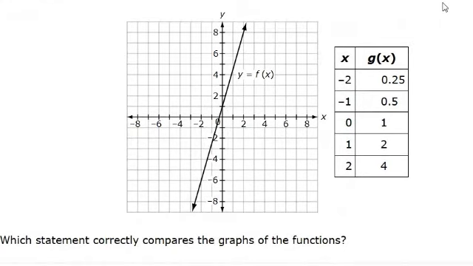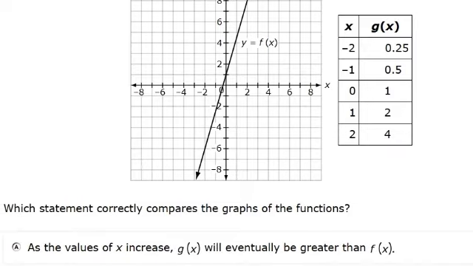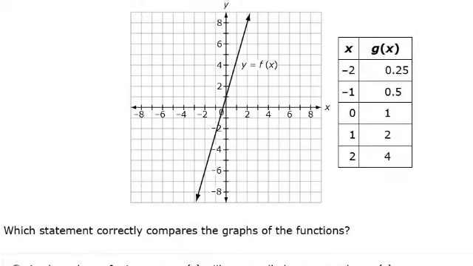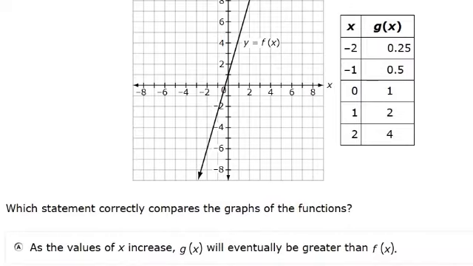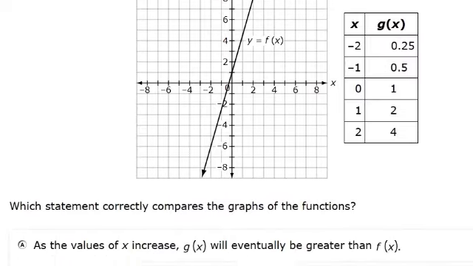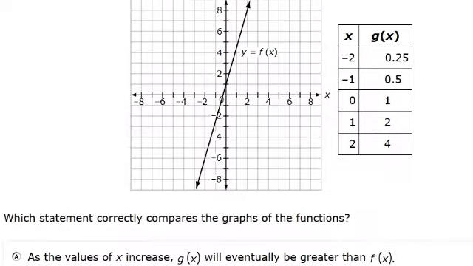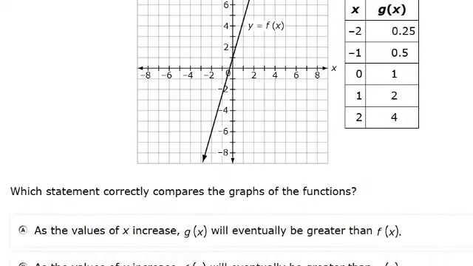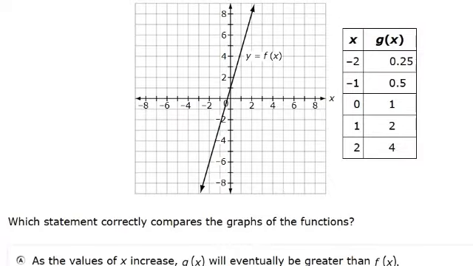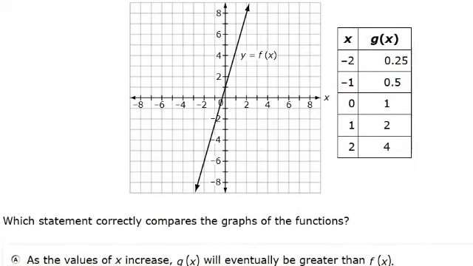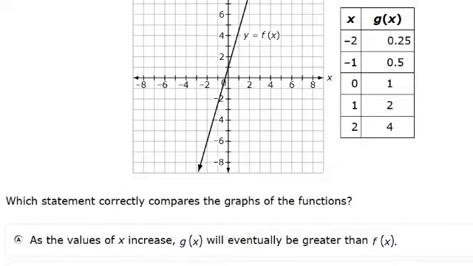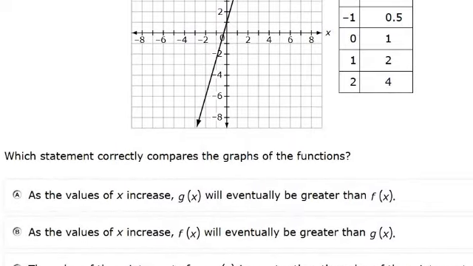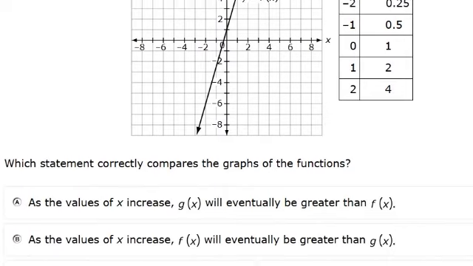Is g of x decreasing or increasing? F of x is also increasing. Okay, F and G are two separate things. So what is the y-intercept of... Okay, that is not important. Let's study the options. As the value of x increases, g of x eventually will be greater than f of x. Is this true or false?